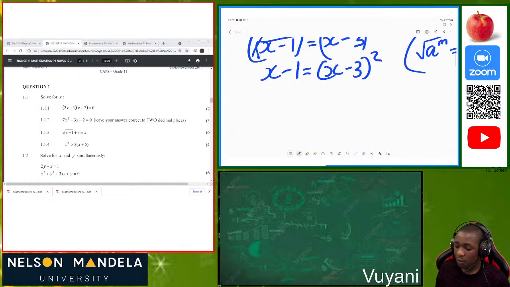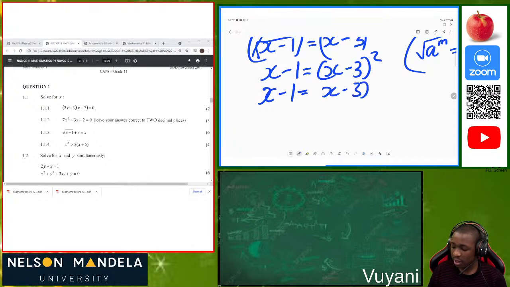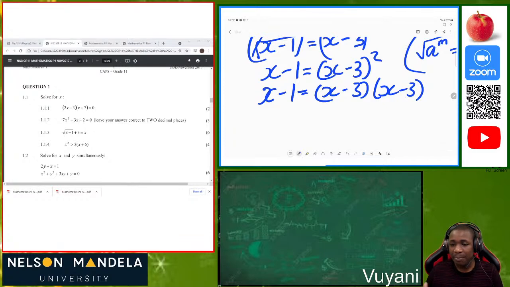Now, we can solve for x algebraically. We can say x minus 1 is equal to (x minus 3) squared. You can even open the brackets because when it's squared, it means the bracket is being repeated twice. So you're going to have (x minus 3)(x minus 3). Then you can solve it.